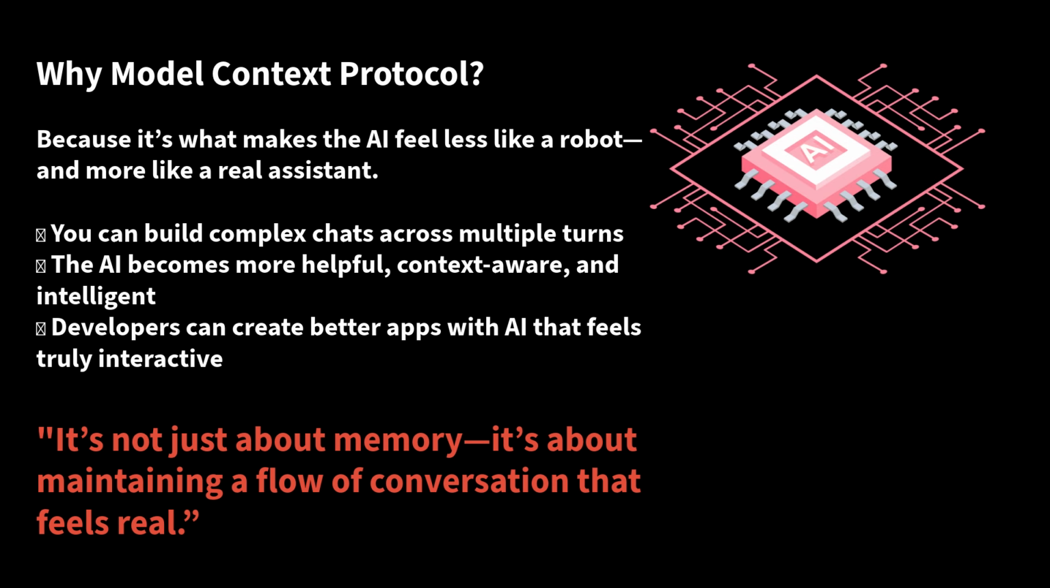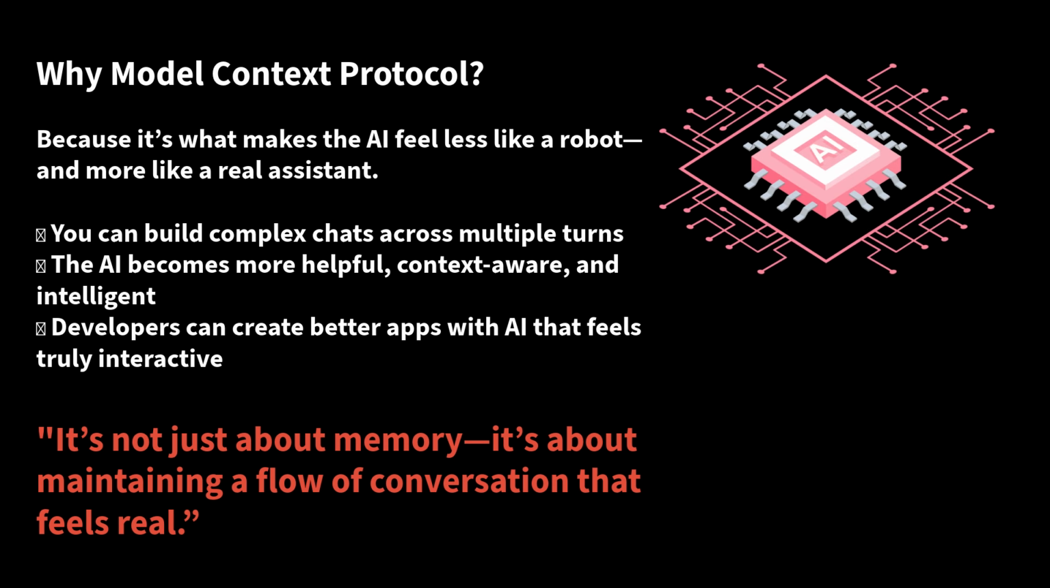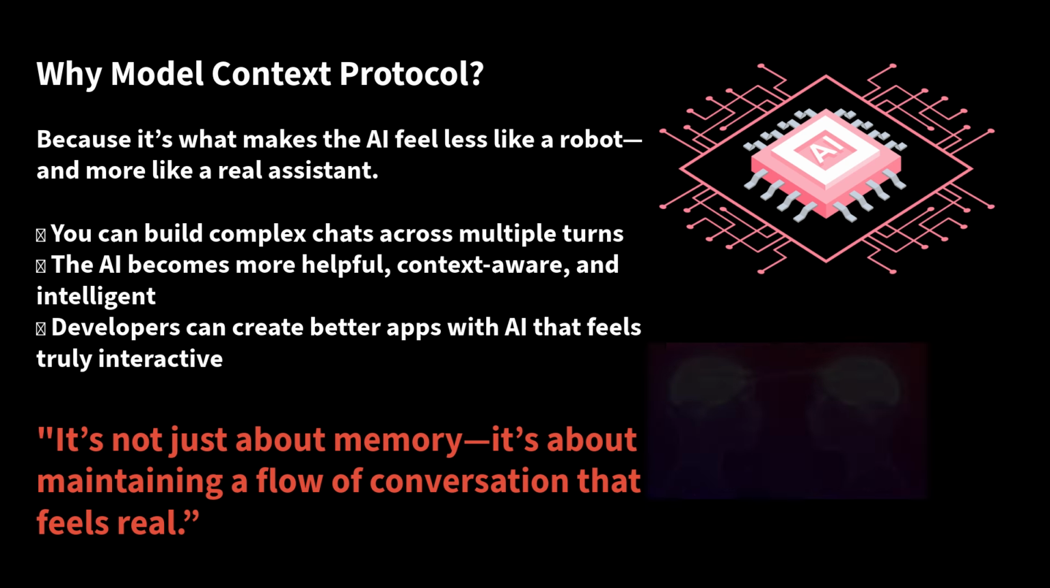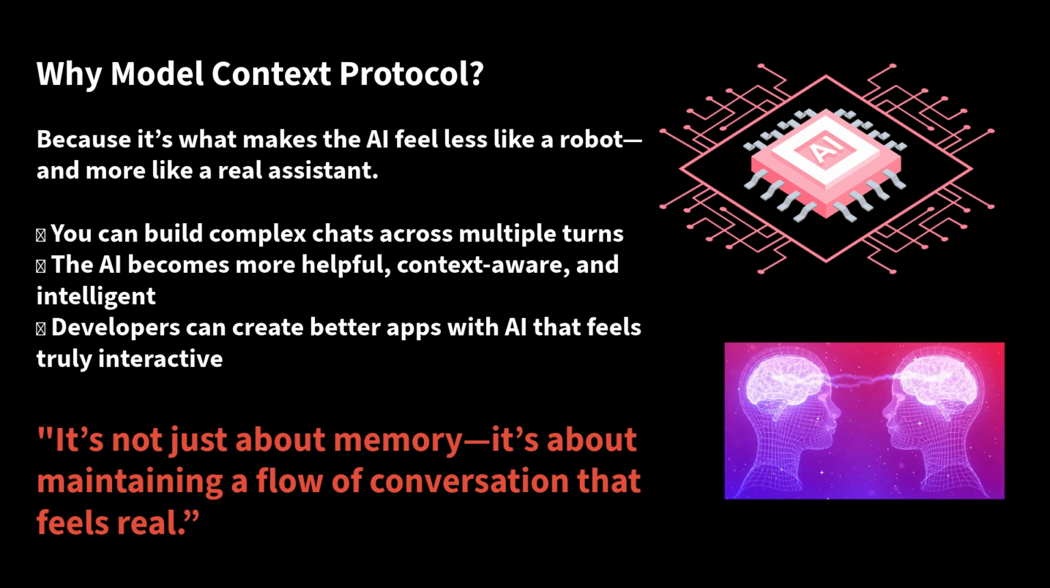That feels personal thanks to the protocol guiding memory and context. So, why should you care about the Model Context Protocol? Because it's what makes the AI feel less like a robot and more like a real assistant. Without it, conversations would reset every time. The model wouldn't get follow-up questions. You'd have to repeat yourself constantly. With it, you can build complex chats across multiple turns. The AI becomes more helpful, context-aware, and intelligent. Developers can create better apps with AI that feels truly interactive. It's not just about memory, it's about maintaining a flow of conversation that feels real.